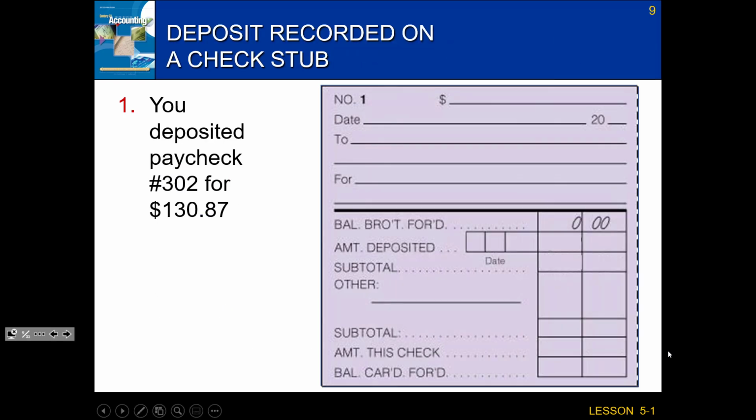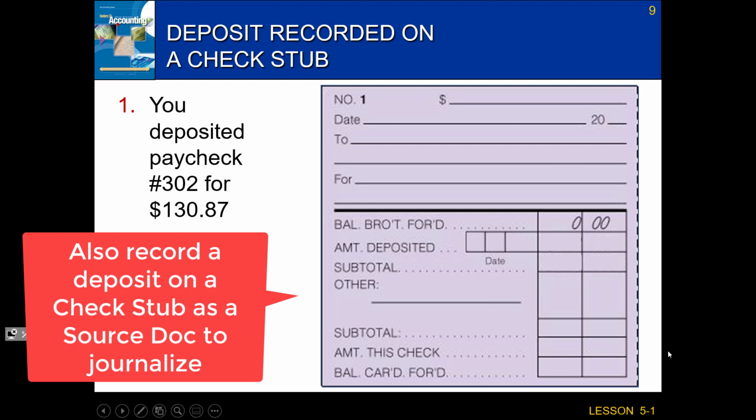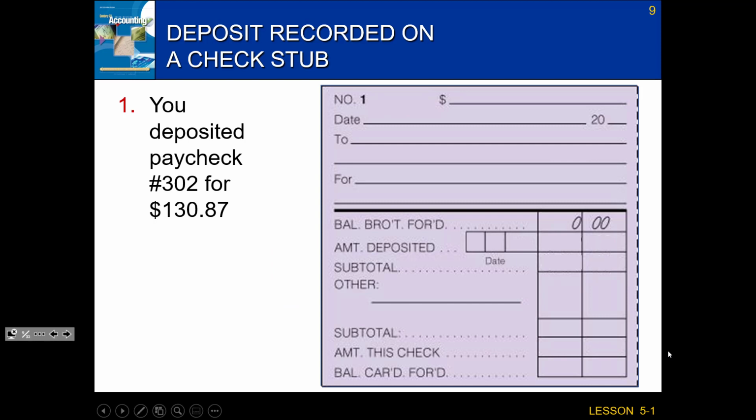In addition to the actual deposit slip like this that you would give the bank, in accounting, we fill out our deposit on the check stub because that check stub, remember, is the source document that we'll use when we journalize our transaction. So the good news is this information is the same information that goes on here. It just looks a little different. So in our example where we deposited paycheck 302 for $130.87, we would be writing that down on this check stub. And when we deposit, we only focus on this section that talks about the deposit of the check stub.